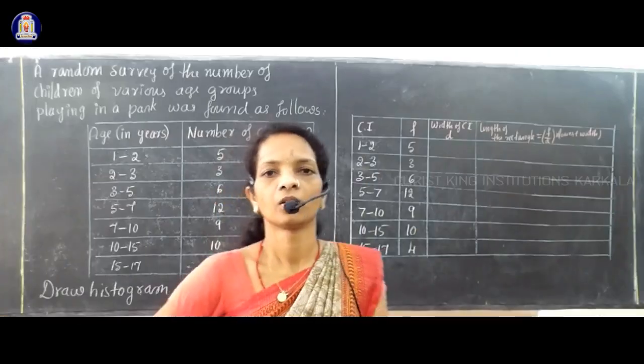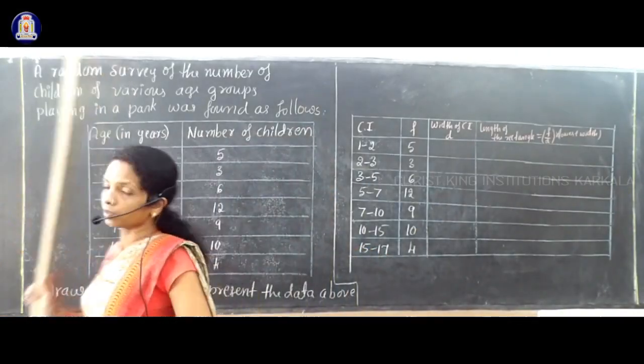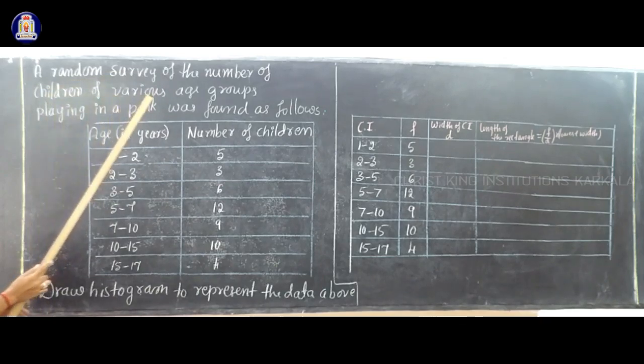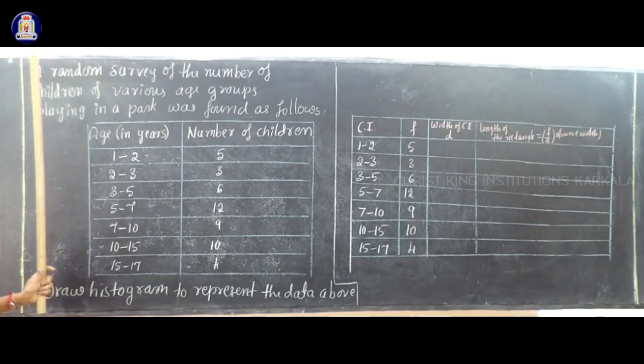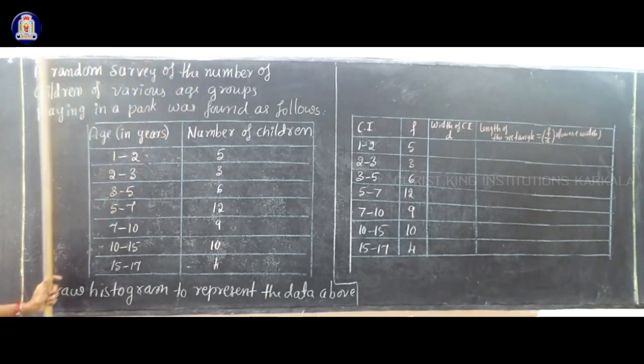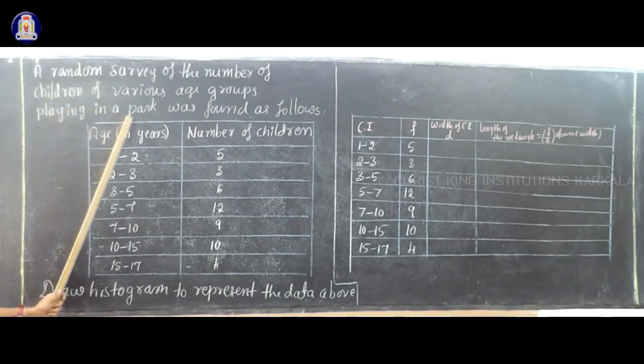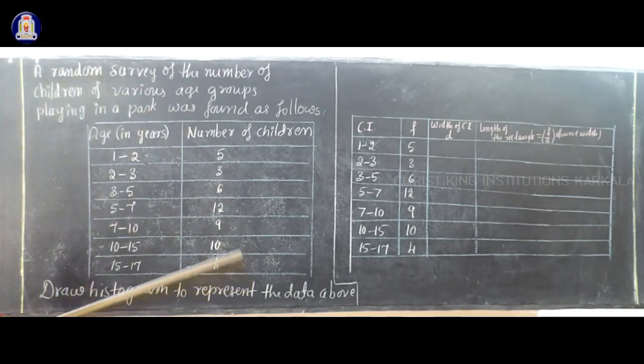Okay, thank you. Next problem is a random survey of the number of children of various age groups playing in a park was found as below. Okay, I have given table like this. For this table, you have to draw histogram to represent the data above.